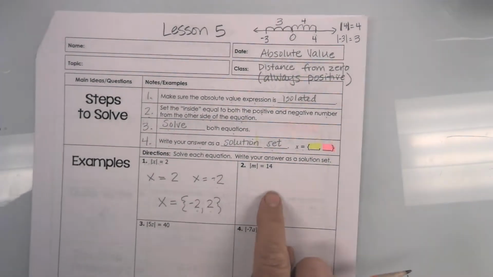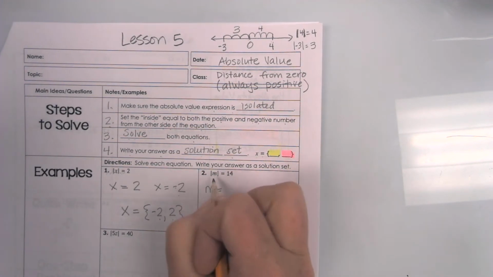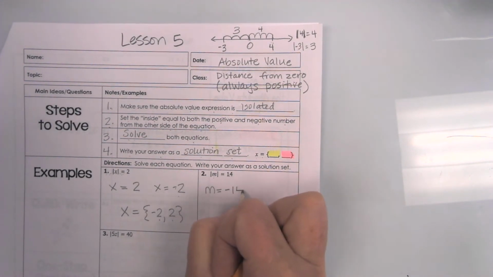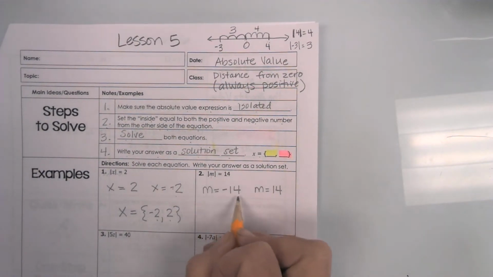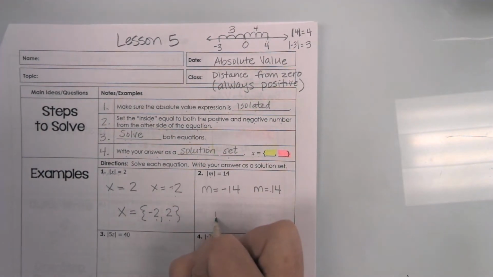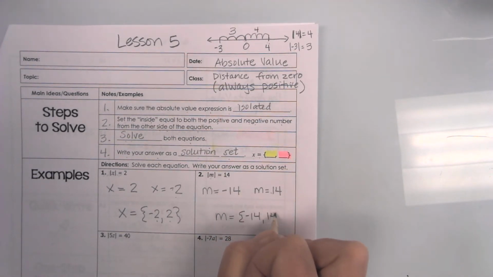Now let's do number 2. Very similar. M can be -14 or it can be +14. And again, I don't need to solve anything here. So M is either -14 or +14.